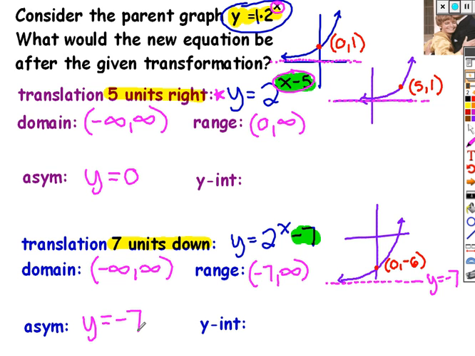Now how do I find the y-intercept? To find the y-intercept, you want to plug in 0 for x.